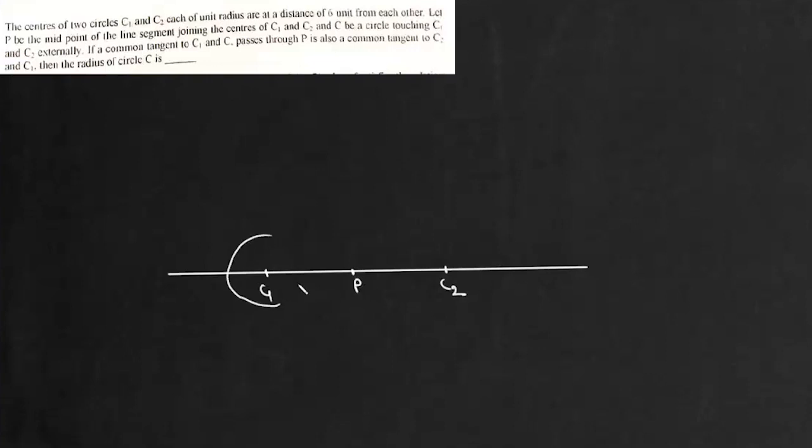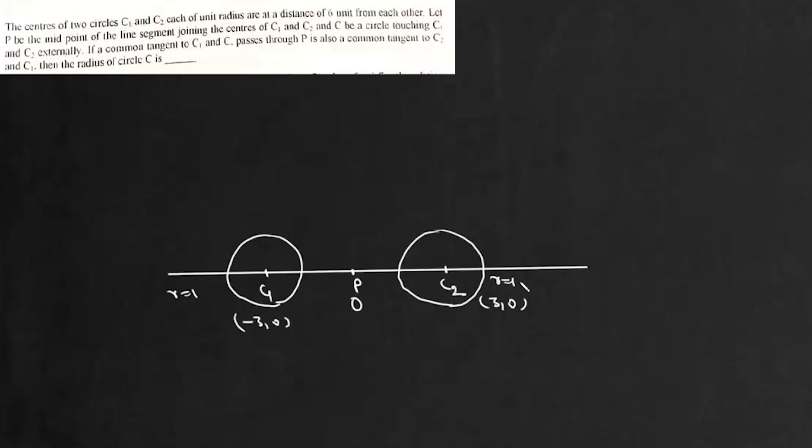So here we have two circles with centers C1 and C2, and P is the midpoint, and the radius of these circles is 1 unit. So this is 1 and this is 1. Suppose this P is at the origin, then this point C1 will be -3, 0, and C2 is 3, 0, and the radius for both circles is 1 unit.